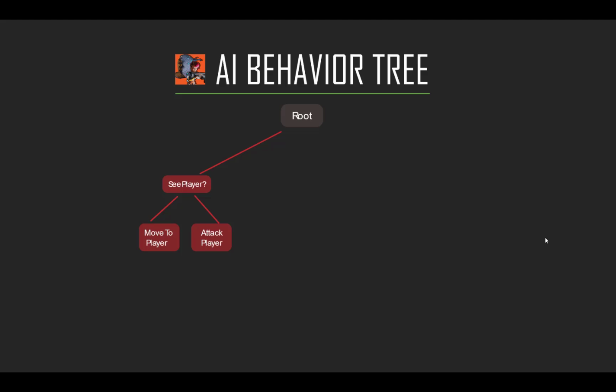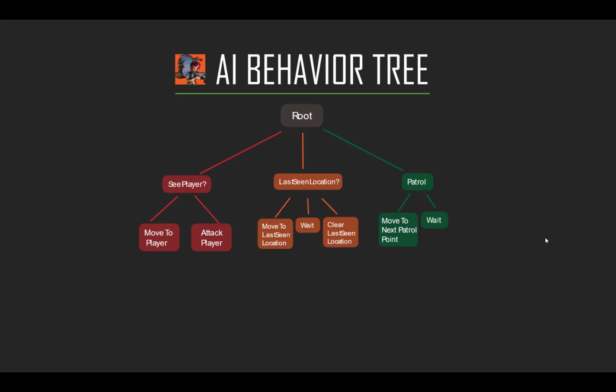And then if the AI can't see the player, then the AI will check the last place that the AI saw the player, if there's any, right? If there is, then go there, wait for a bit, and then clear that last seen location because it's already checked, right? If the enemy doesn't have the last seen location, the last thing to do, or the lowest priority, will be just doing a patrol. And the patrol will move to the next patrol point and then wait. You can see how the logic is very clear here, right? Do this if possible, and if that's not possible, if the player is not seen, move to the last seen location of the player, and if that's not possible, right, do the patrolling. That's the basic logic of an AI behavior tree, and we'll be implementing this bit by bit.